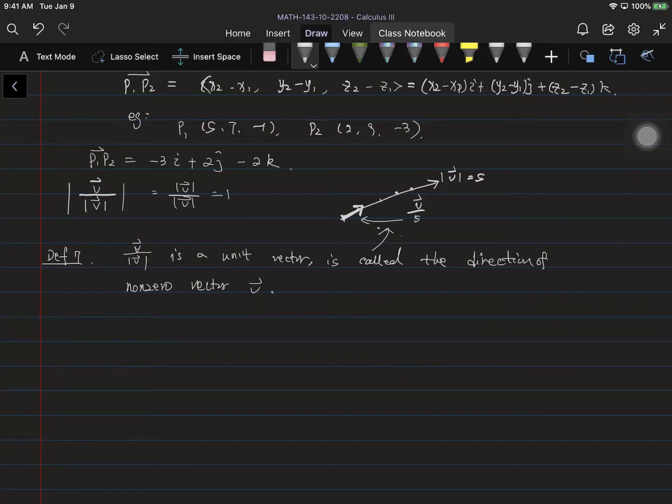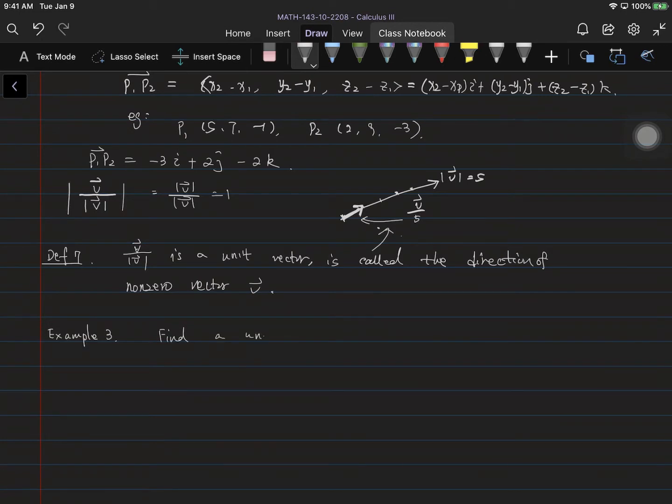Hello everyone, now let's continue to do the example in 12.2 all about vectors. So let's have a quick review. In the last class, we learned how to find a unit vector. To find a unit vector, just use the vector divided by its length, right? Now let's take a look at example 3. And for that unit vector, we call that the direction of the vector.